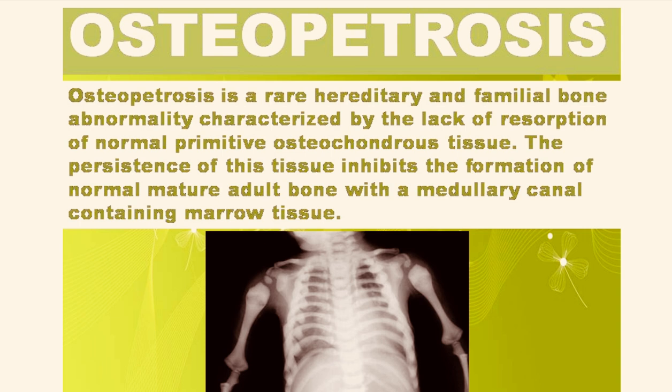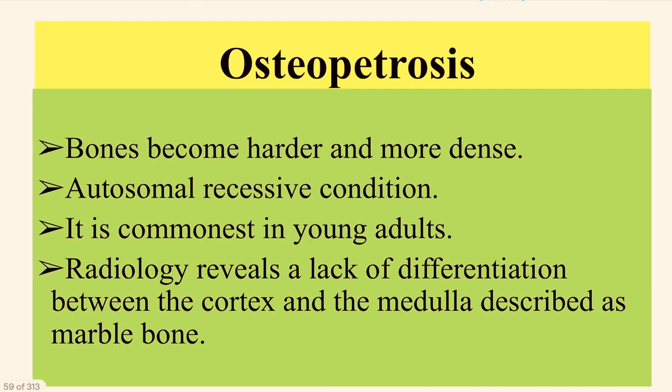Osteopetrosis is a rare, hereditary and familial bone abnormality, and it is characterized by lack of reabsorption of the normal primitive osteochondrous tissue. Persistence of the tissue inhibits the formation of the normal mature adult bone with medullary canal containing the marrow tissue. So osteopetrosis is a hereditary and familial bone disease.